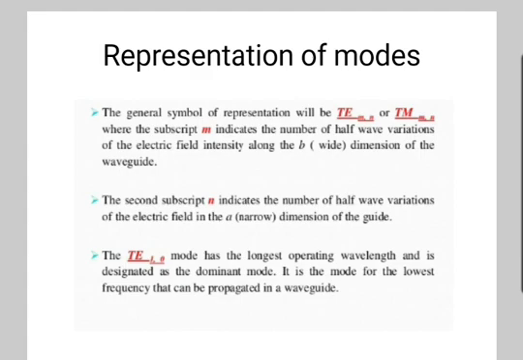Then, the representation of the modes. The general symbol of representation of mode will be TE_mn, TM_mn, where subscript m indicates the number of half wave variations of the electric field intensity along the b dimension of the waveguide. The second subscript n indicates the number of half wave variations of the electric field in a, that is, the narrow dimension of the guide.